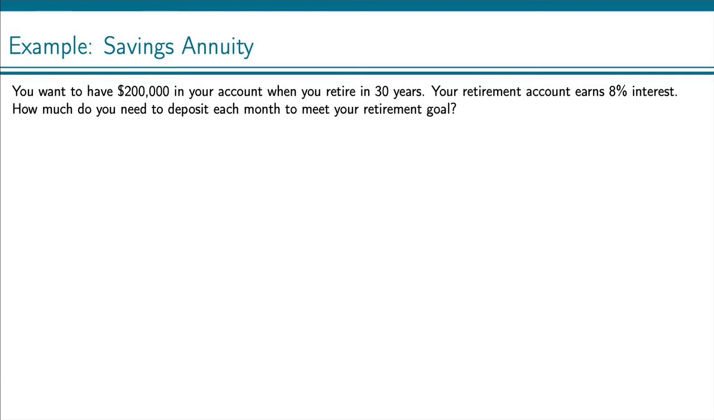Our savings annuity formula is P sub T equals D times (1 plus R over N) raised to the NT, minus 1, over R over N. Now, this formula here, we know all the different pieces. P sub T is what you end up with after time T. D is the deposit size. R is the annual interest rate. N is the number of times compounded per year. And T is the number of years.